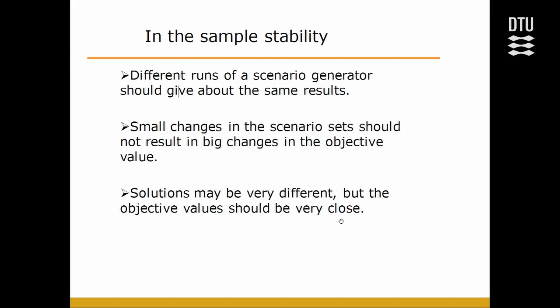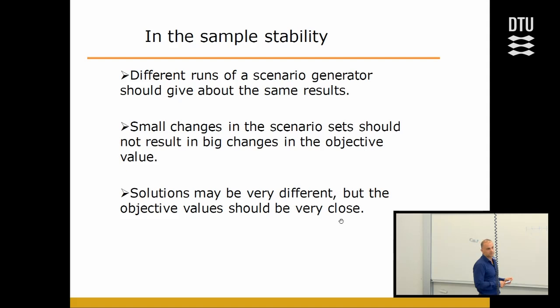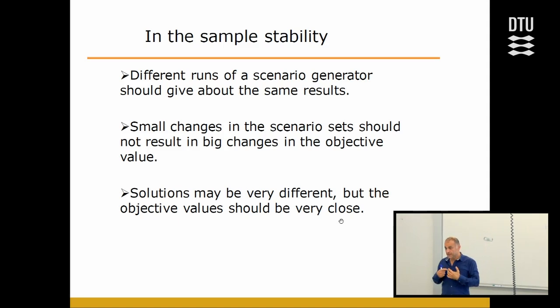Well, the in-sample stability test says that different runs of a scenario generator should give about the same result, right? So what does that mean? That means that in your case here, you can run this model once, you can generate 250 scenarios, right? And then you can run your value at risk and conditional value at risk models on that. And then you can go back and you can generate randomly 250 scenarios again, right?